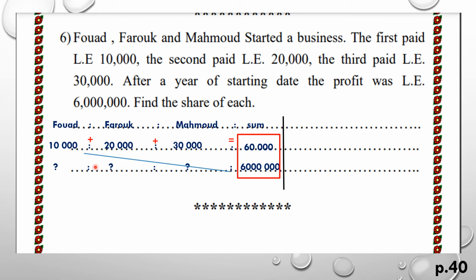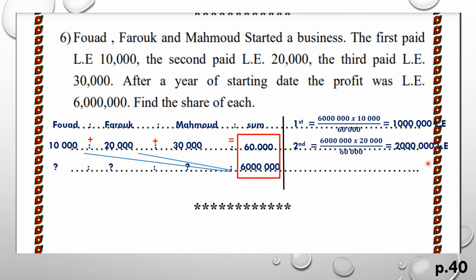Fouad, 6 million times 10,000 over 60,000 equals 1 million LE. Farouk, 6 million times 20,000 over 60,000 equals 2 million LE. Mahmoud, 6 million times 30,000 over 60,000 equals 3 million LE.